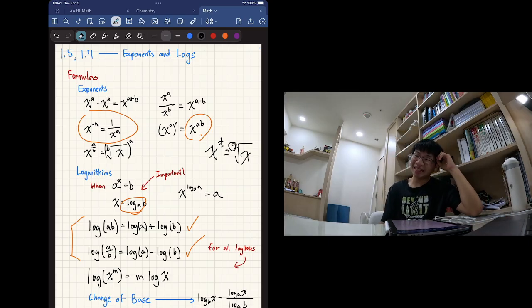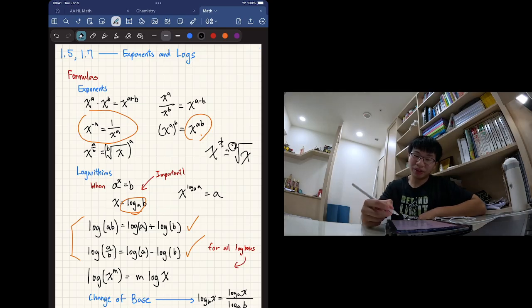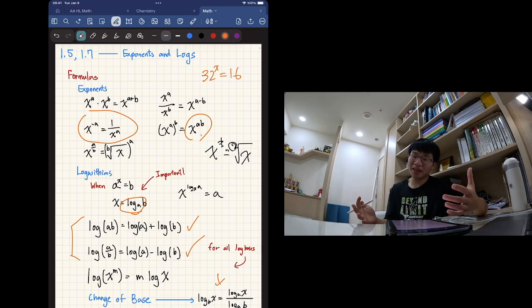And lastly, though, I think one of the harder parts of this unit is the change of base. Changing a base means that, for example, if the base was originally something and you didn't like it, you can use this formula to get it easier. An example might be: what is x if 32^x is equal to 16? What does this even mean?